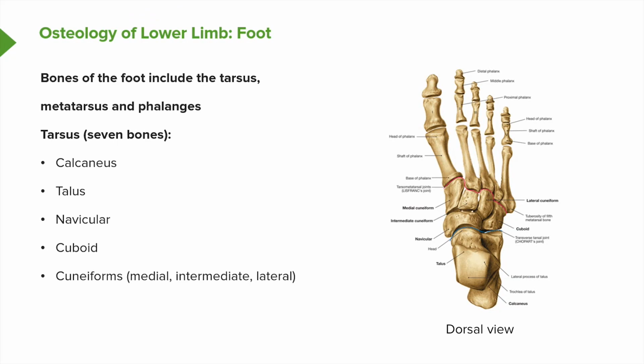So here we can locate, if we look most superiorly, the talus, and this is going to allow articulation between the tibia and the fibula via the 2 malleoli. And then inferior to the talus underneath, we have the calcaneus. We can see the calcaneus is then going to articulate with the cuboid, we can see here.